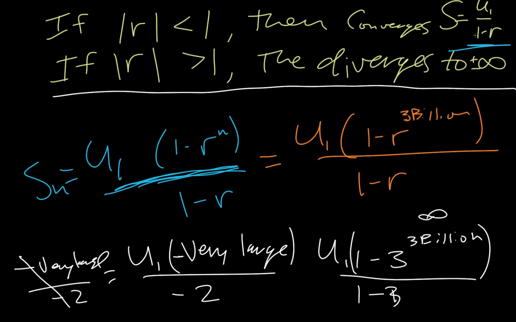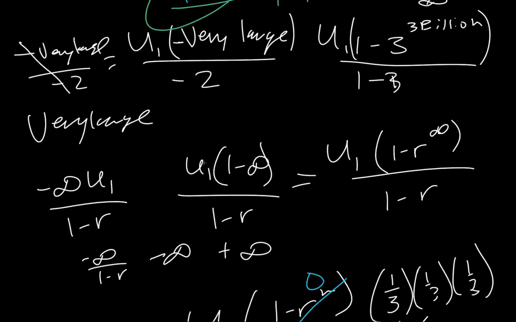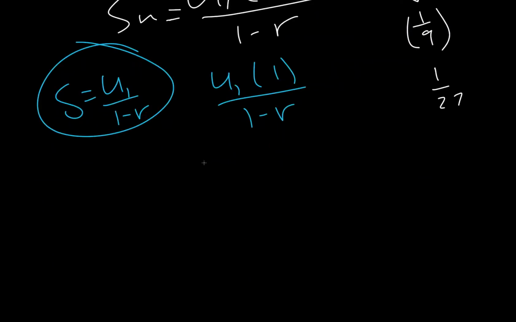Now something that's left out: we have less than 1, greater than 1. What happens if we have exactly 1? So what if I plug in 1 for r? Well, on the bottom, we're going to get 1 minus 1, which is 0. That creates division by 0, so we can't do it. It doesn't make sense. Okay, hopefully that helped you understand that.